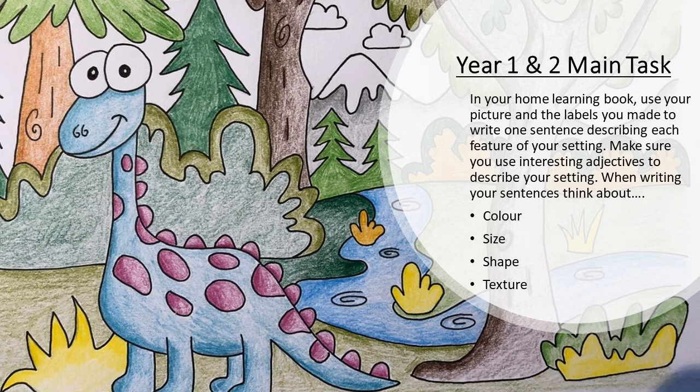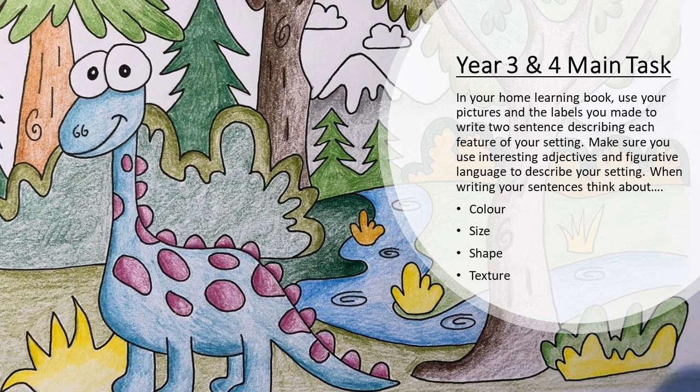Year 1 and 2, here's your main task. In your home learning book, use your picture and the labels you made to write one sentence describing each feature of your setting. Make sure you use interesting adjectives to describe your setting. When writing your sentences, think about the colour, the size, the shape and the texture.